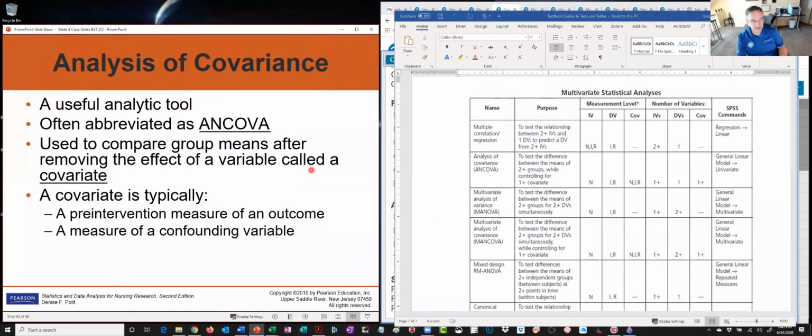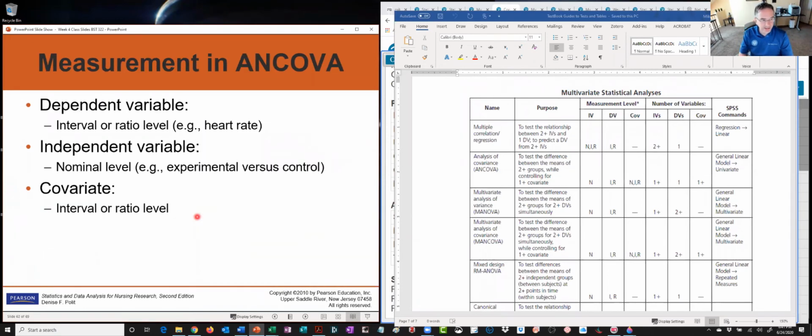So there's ANCOVA, so that's analysis of covariance, so that's this one. And again, for these, we're getting what's called covariates. And covariates are some pre-intervention measure of an outcome, a measure of a confounding variable, something that might alter your outcomes. And again, these are multiple variables that we're looking at. The covariates are typically interval ratio. So now you see here's your covariates here. And once you get covariates, you know you're doing ANCOVA. You don't do those in multiple correlation or multiple regression.